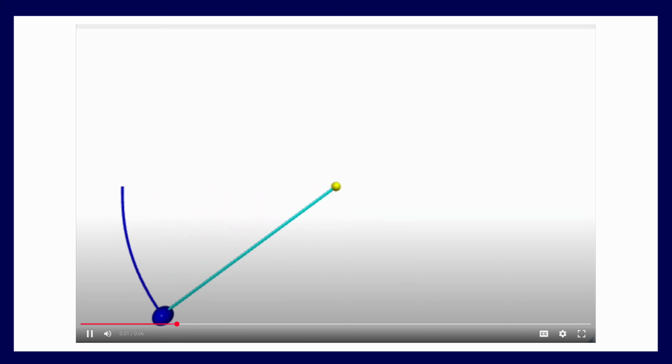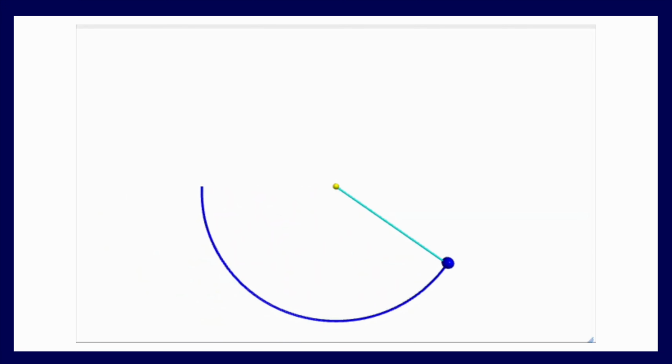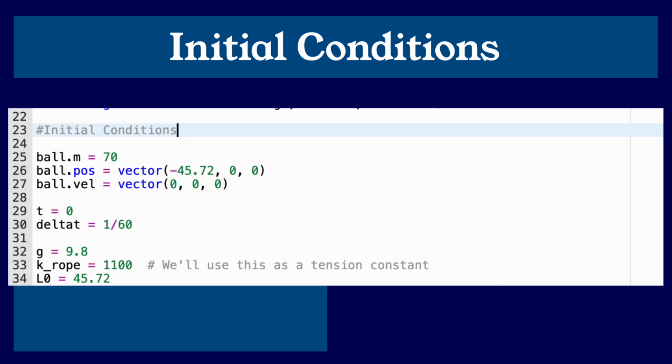Here's a short segment of my computation model based on the data given in the video. For the initial conditions, I changed the person's mass to be about 70 kilograms. The initial position was 45.72 in the negative x direction and 0 in the y direction, which we obtained from the video. The initial velocity was set to 0, 0, 0 because the swing came from rest. Finally, we changed the time to 0 and delta t to 1 over 60.